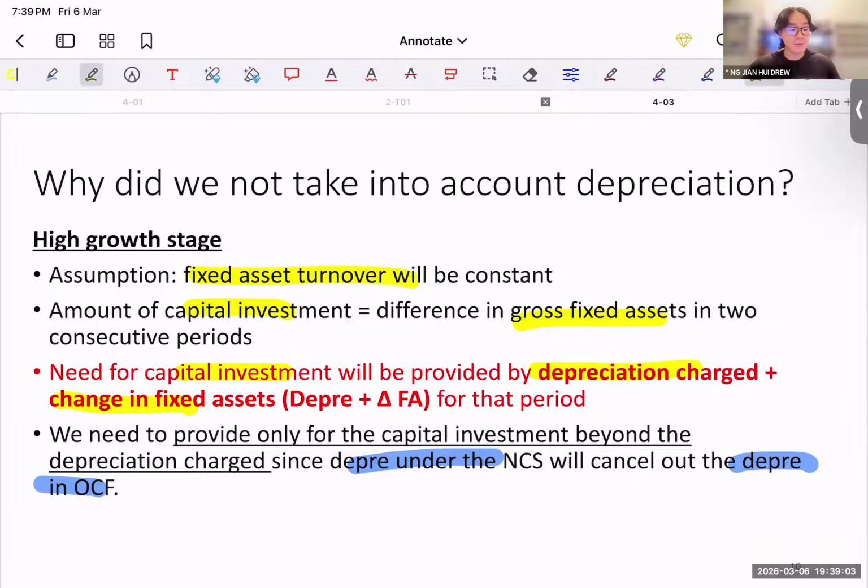So basically what we're providing for is this part here, the change in fixed asset. This is the amount of capital investment we have to provide for because the depreciation charge is going to cancel out the depreciation in our operating cash flow.